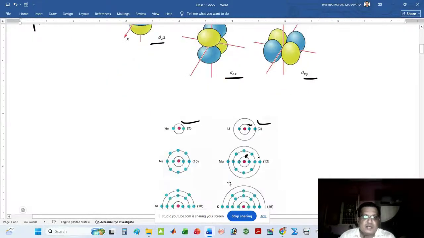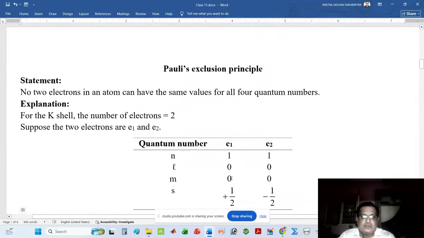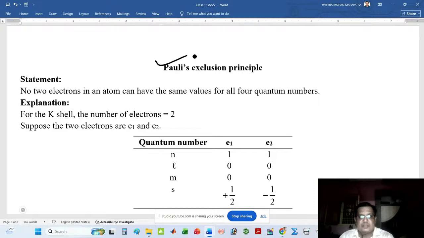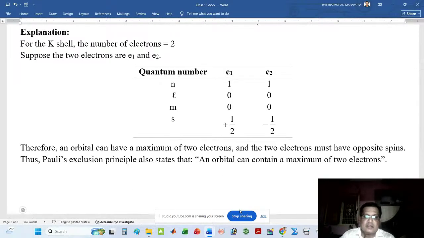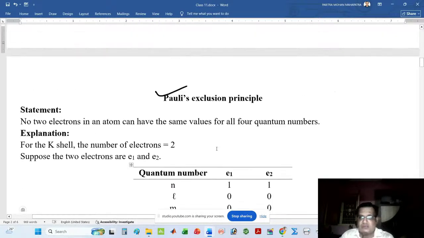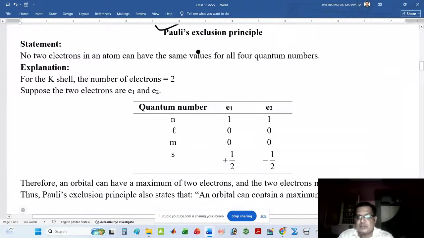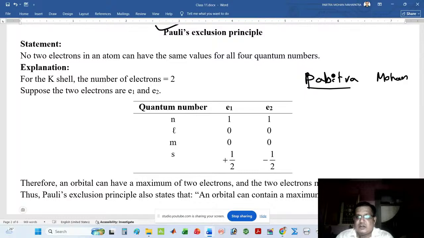Next, I move to another very important concept, that is Pauli's exclusion principle. Before explaining Pauli's exclusion principle, I will give a general daily life example. Suppose we select two students. One student's name is Pavitra. Another student's name is Mohan.